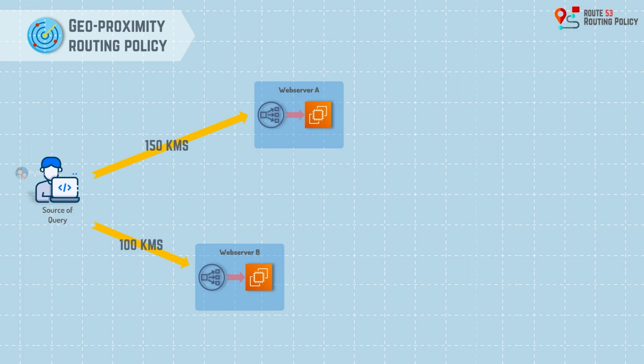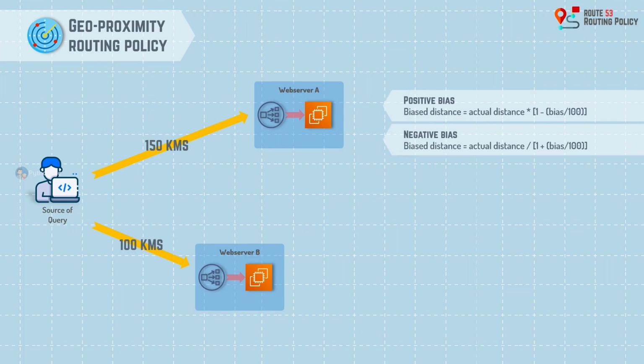So basically, when you see this, the most obvious option for us to choose is web server B, because it is 50 kilometers less than web server A. So that's a genuine choice, isn't it? Now let's see the effect of bias in this. So a positive bias distance is the actual distance multiplied by 1 minus bias value by 100. So this is the positive bias. The negative bias is basically your actual distance divided by 1 plus bias by 100.